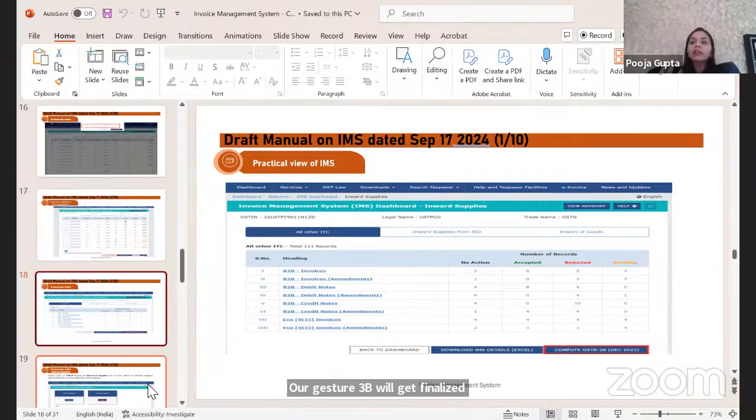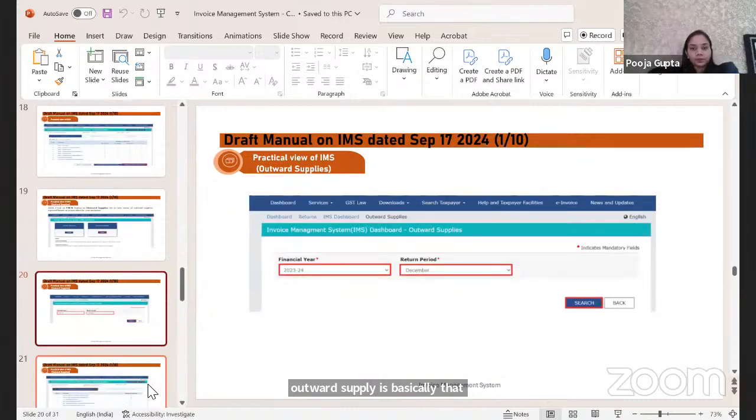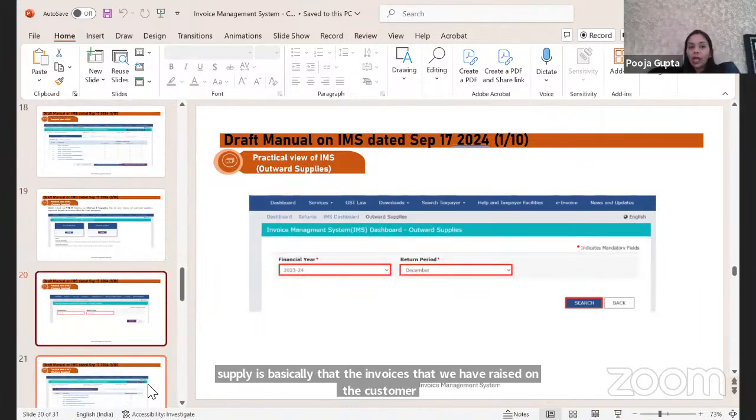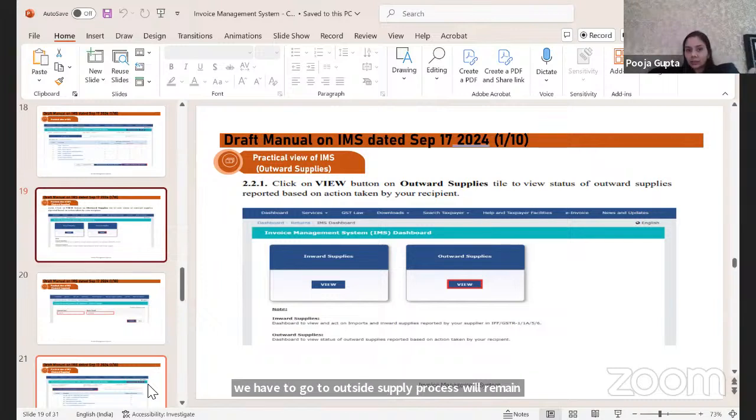That was from the inward point of view, that IMS dashboard was from the inward point of view. Let's discuss this from the outward point of view as well. Outward supply is basically the invoices that we have raised on the customer. We have to go to outward supply. The process will remain the same. Services, go to the invoice management system dashboard and then go to outward supply.